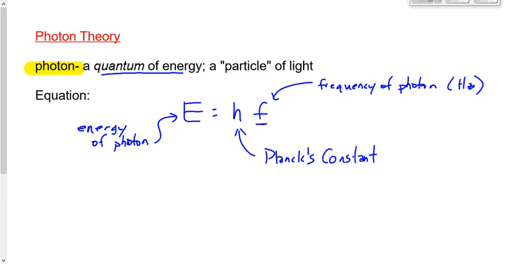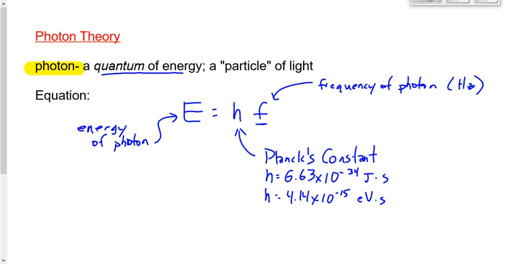Now, what's the value of Planck's constant? Well, there's 2 values, actually, which is kind of weird. The first value is 6.63 times 10 to the negative 34 joule seconds. Joules, not joules per second, joules times seconds. 6.63 times 10 to the negative 34 joule seconds. Not going to remember that number? That's okay. It's on your data sheet. So is the other one. The other one says 4.14 times 10 to the negative 15 eV times seconds. What's an eV? Electron volt, right.